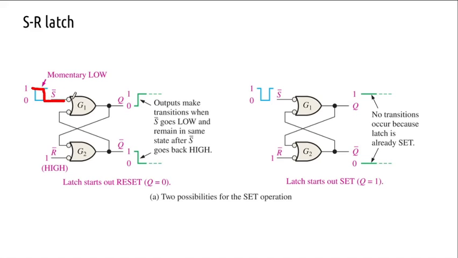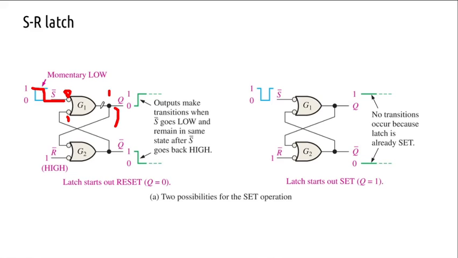What happens? I am having a 0 here, and this 0 and the 1 from this point coming here, the output is going to be high.